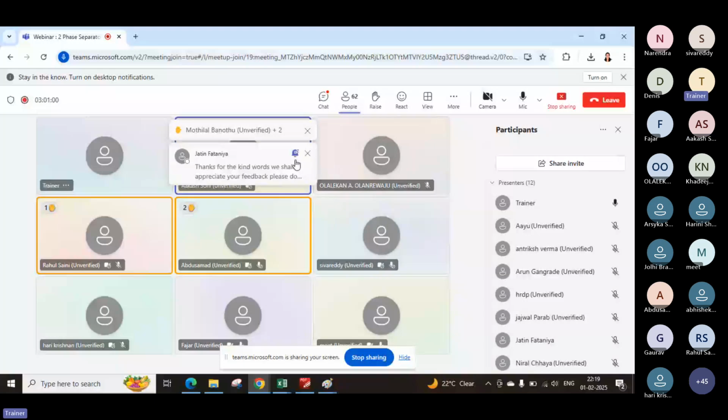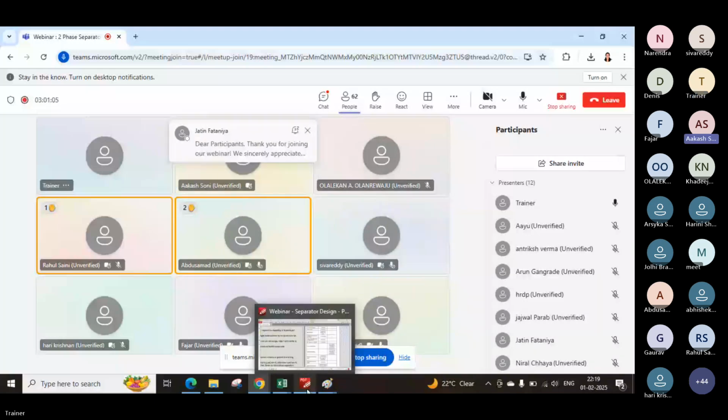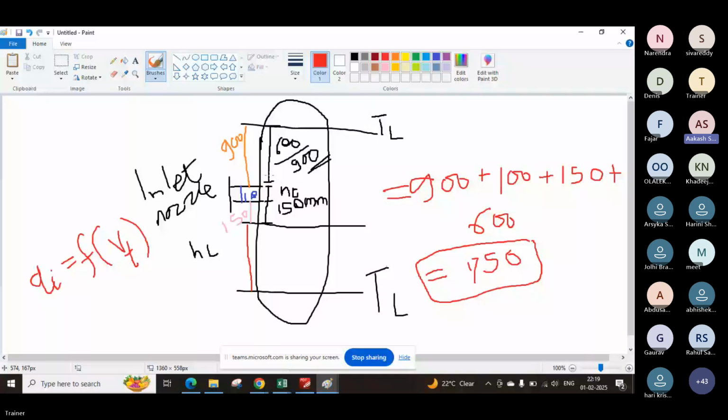Whatever you taught to calculate the height of the liquid for a vertical separator, yes. Okay, so the same I have to repeat for horizontal, like I have to divide the high liquid level and calculate using the horizontal separator volume formula. Yeah, absolutely correct. Terminology, calculations, everything remains the same.